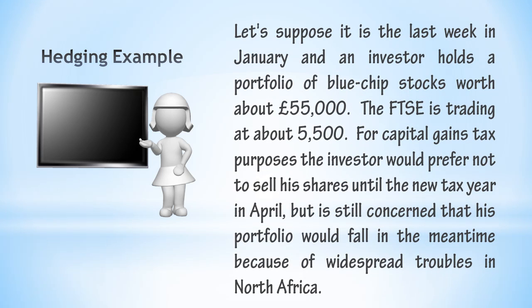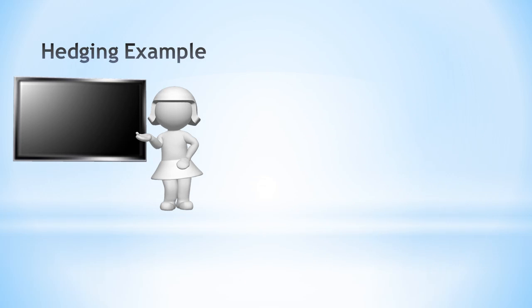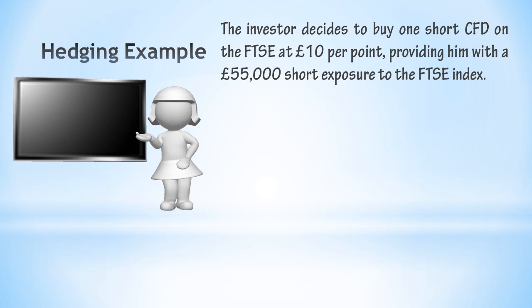Now let's suppose that it is the last week in January and an investor holds a portfolio of blue chip stocks worth about £55,000. The FTSE is trading at about 5,500. For capital gains tax purposes, the investor would prefer not to sell his shares until the new tax year in April, but he is still concerned that his portfolio would fall in the meantime because of widespread troubles in North Africa. So he decides to buy one short CFD on the FTSE at £10 per point, providing him with a £55,000 short exposure to the FTSE index.